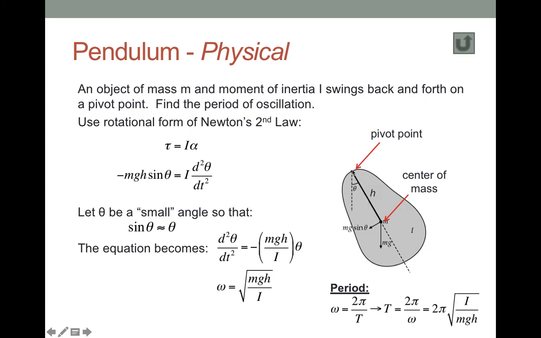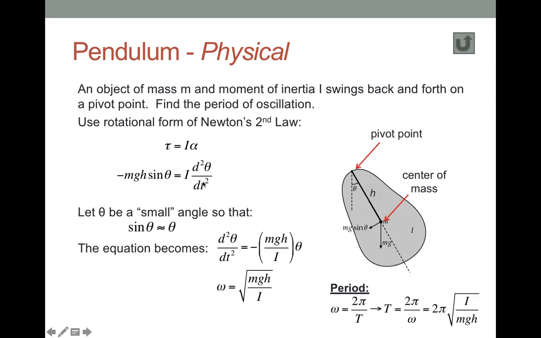Here is our pivot point. Gravity acts at the center of mass, so h is the distance from the pivot point to the center of mass. That times this component of gravity is the torque. If the angle is positive, the torque will be negative, so that's why we have the negative sign in here. That equals I times alpha. Alpha is just the second derivative of the angular position, theta. And so this right here is the equation we want to solve.